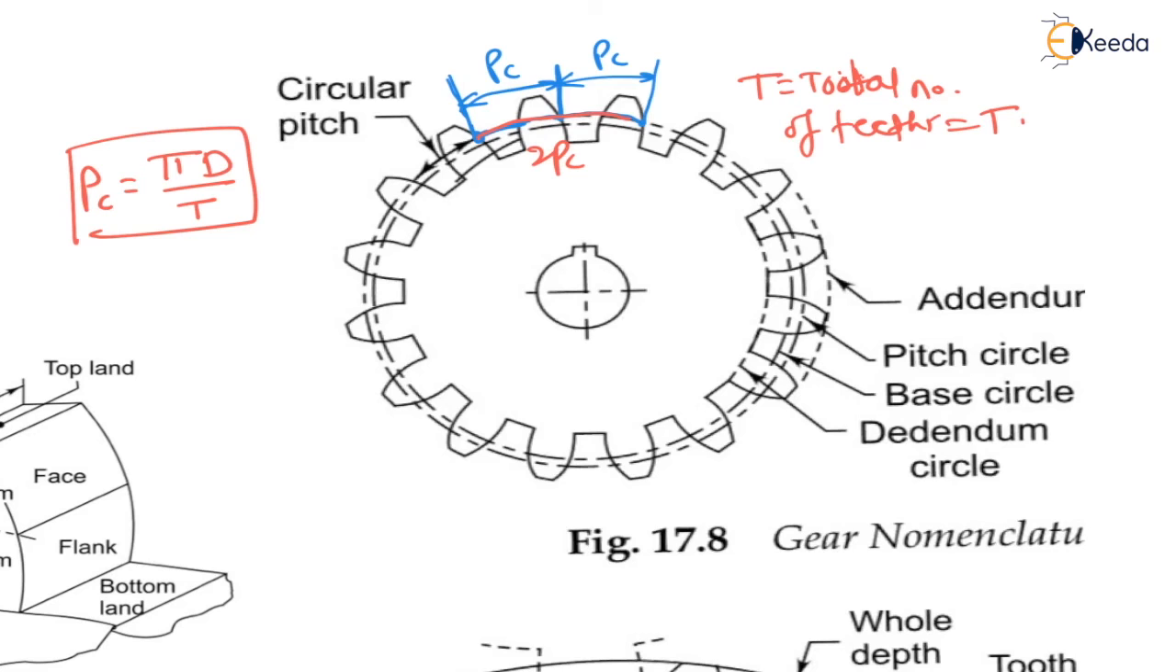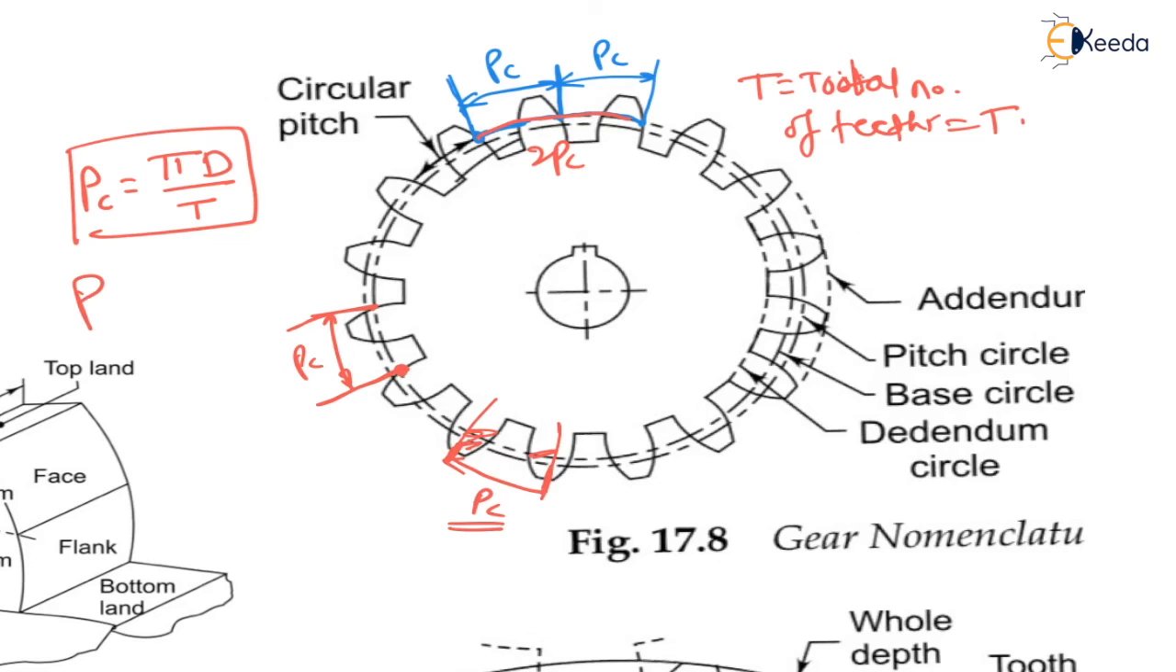Hence simply we can define circular pitch as the distance measured on adjacent teeth between two similar points. See here, this is one point and the similar point is here. This distance is circular pitch. We can consider any other point also. Let us consider this point, then the same point we have to consider. This is circular pitch, right? Here half tooth and here half tooth, means in one circular pitch there is only one tooth.